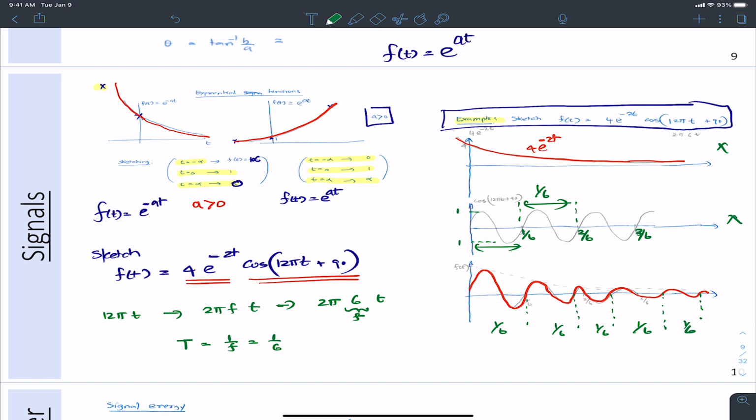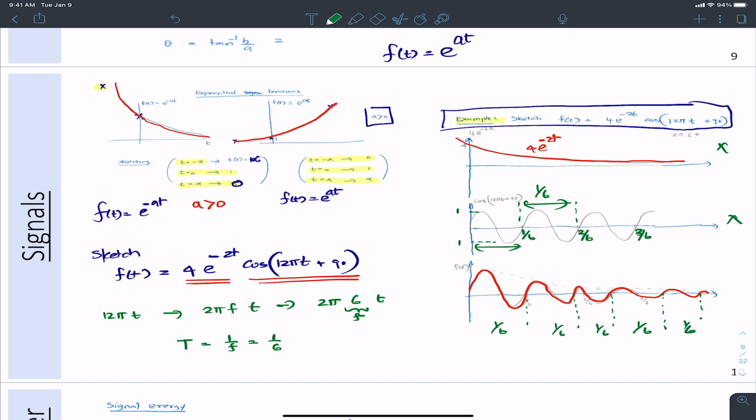Now we understand that in this section we study a composite signal, a multiplication of two signals: 4 is a constant that multiplies e to the power minus 2t, and then the cosine.